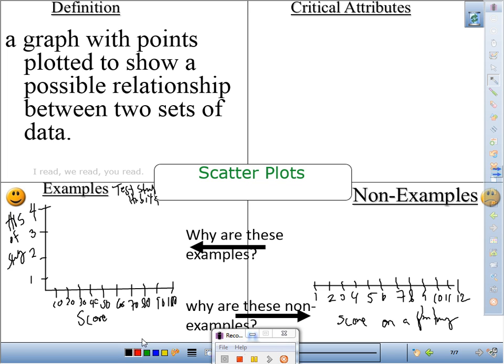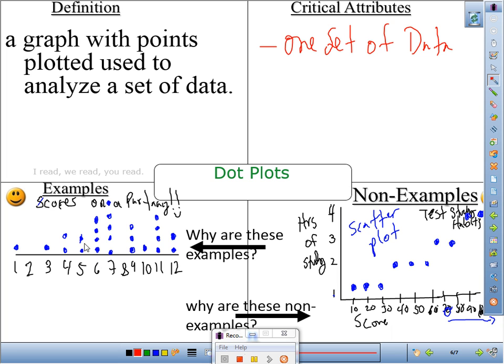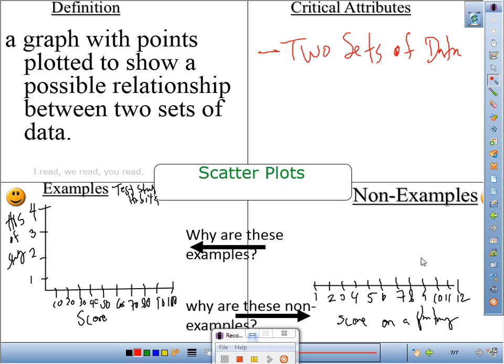So as you're filling that up, look up please. What's the most important to remember about scatter plots? That it's how many sets of data? 2. So write it here. 2 sets of data. Very good. So that's the difference between a dot plot and a scatter plot. A dot plot, let me go back, is only one set of data. A scatter plot is 2 sets of data. Everybody got it?